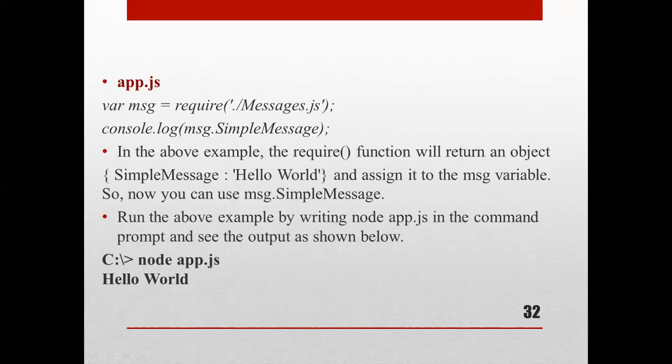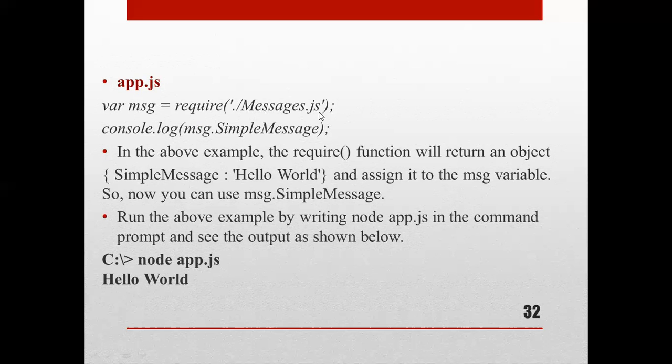How can we use it? Here is one file, app.js, and another JavaScript file, message.js, having one variable message. Now we are going to import that module message.js using the require function in our application, and we are going to print it with console.log. What are we going to print? message.simpleMessage. What will that require function return here? It will return an object like simpleMessage: hello world, and it will assign it to the message variable.